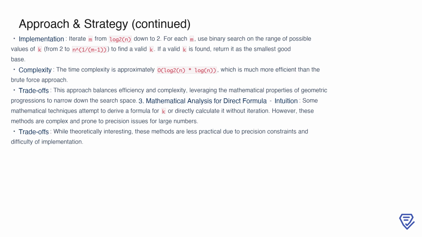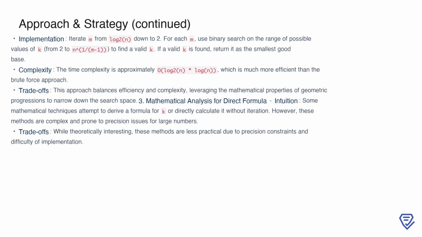This range is from 2 to n^(1/(m-1)), which comes from the fact that the base k must fit the geometric progression formula for a given m. If such a base is found, we return it as the smallest good base. This approach drastically improves efficiency compared to brute force because it eliminates unnecessary computations.